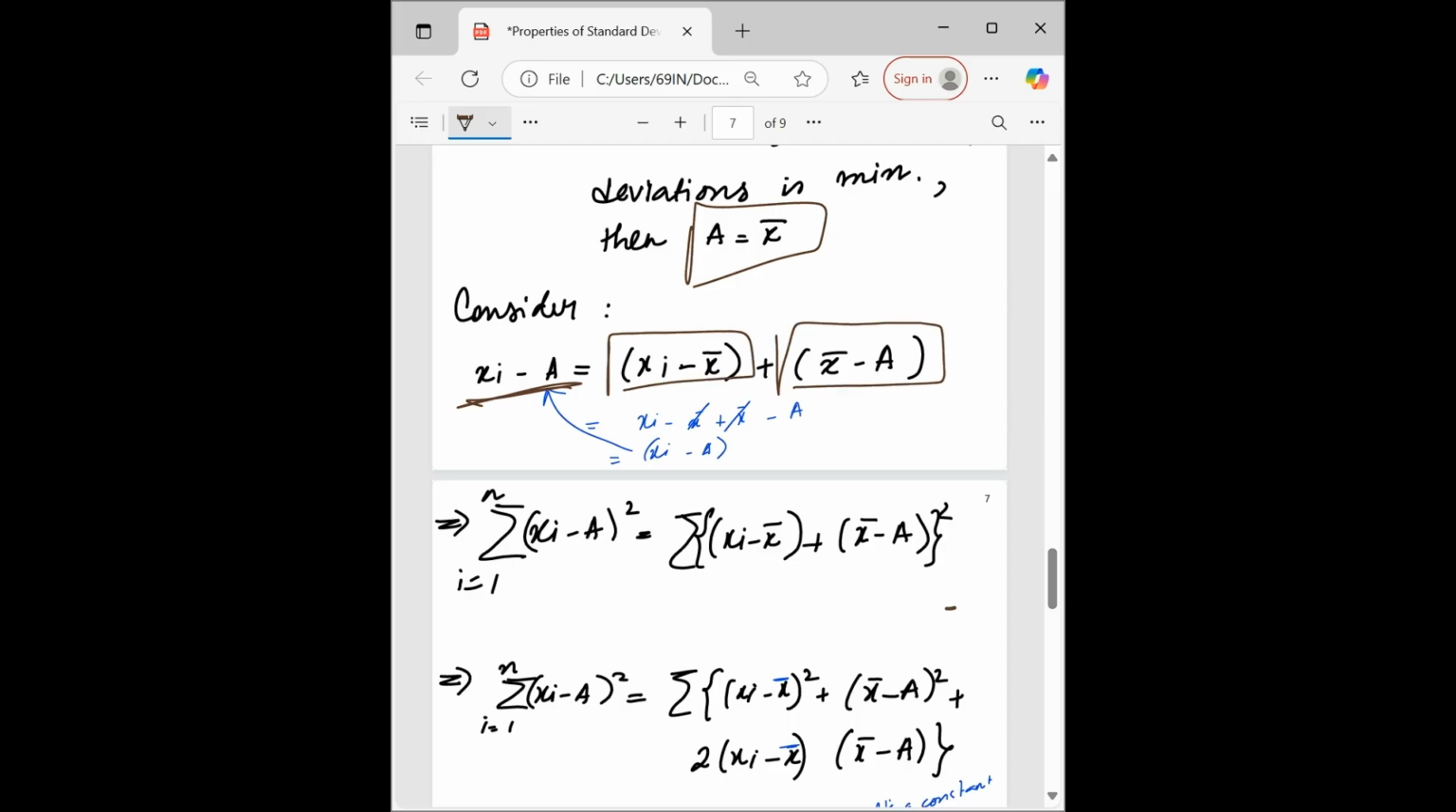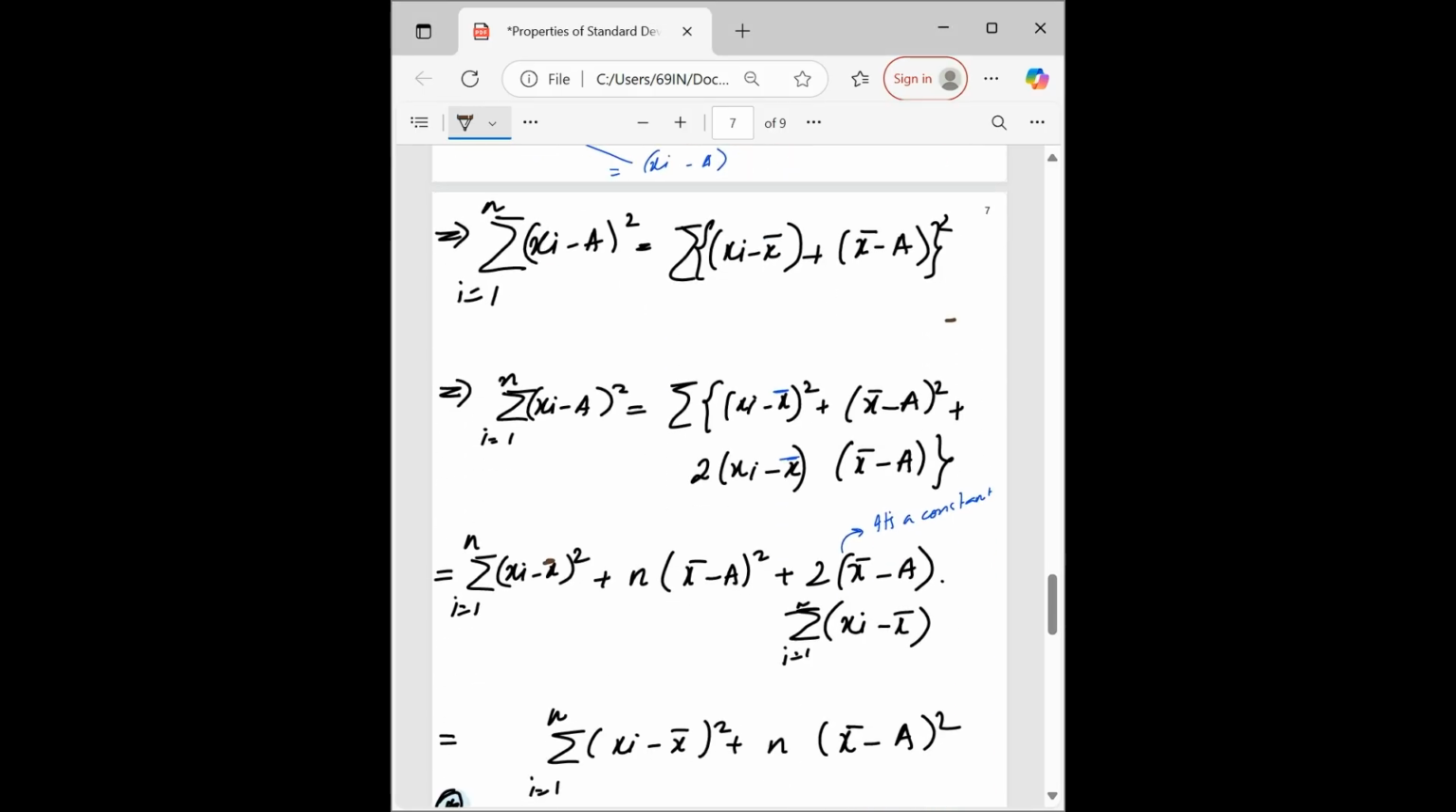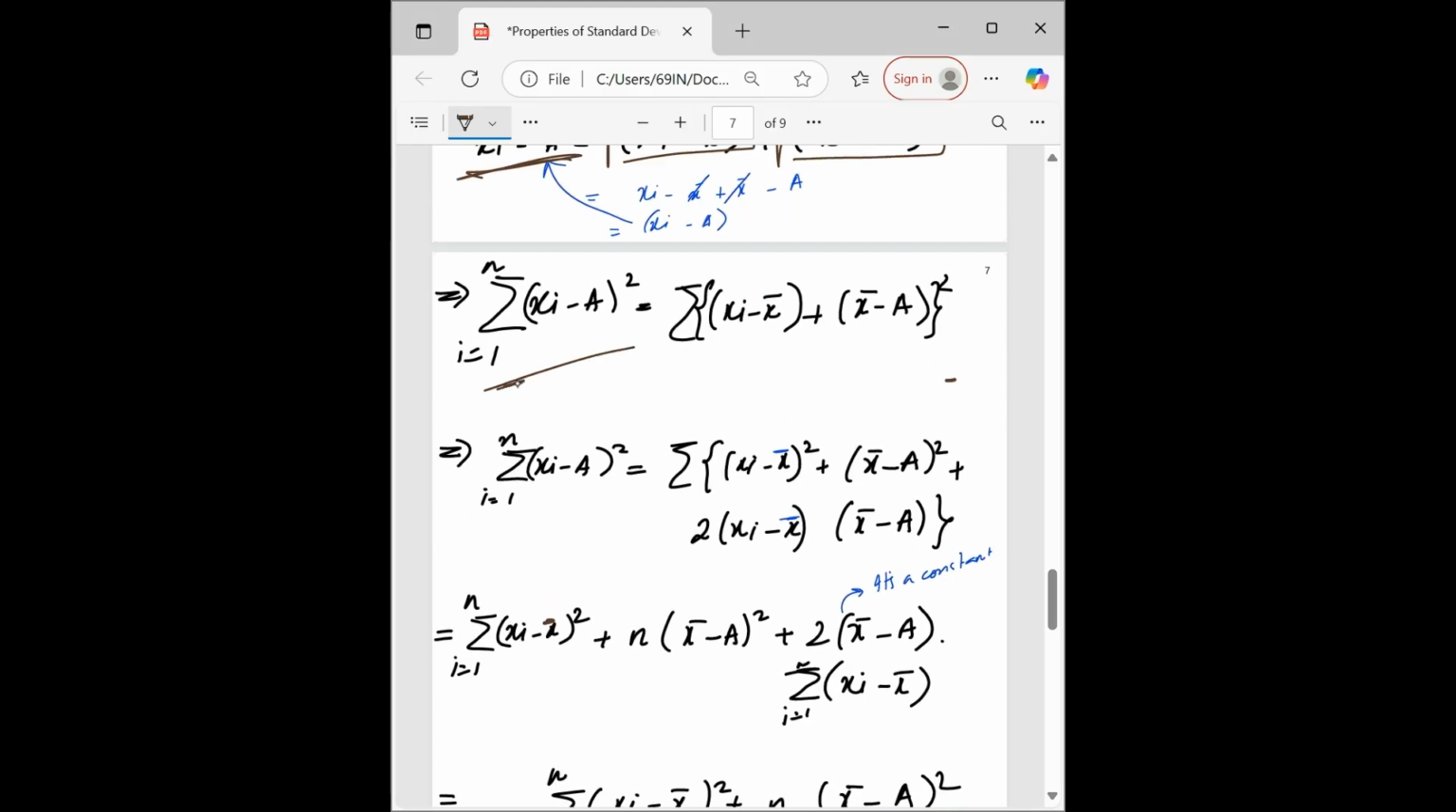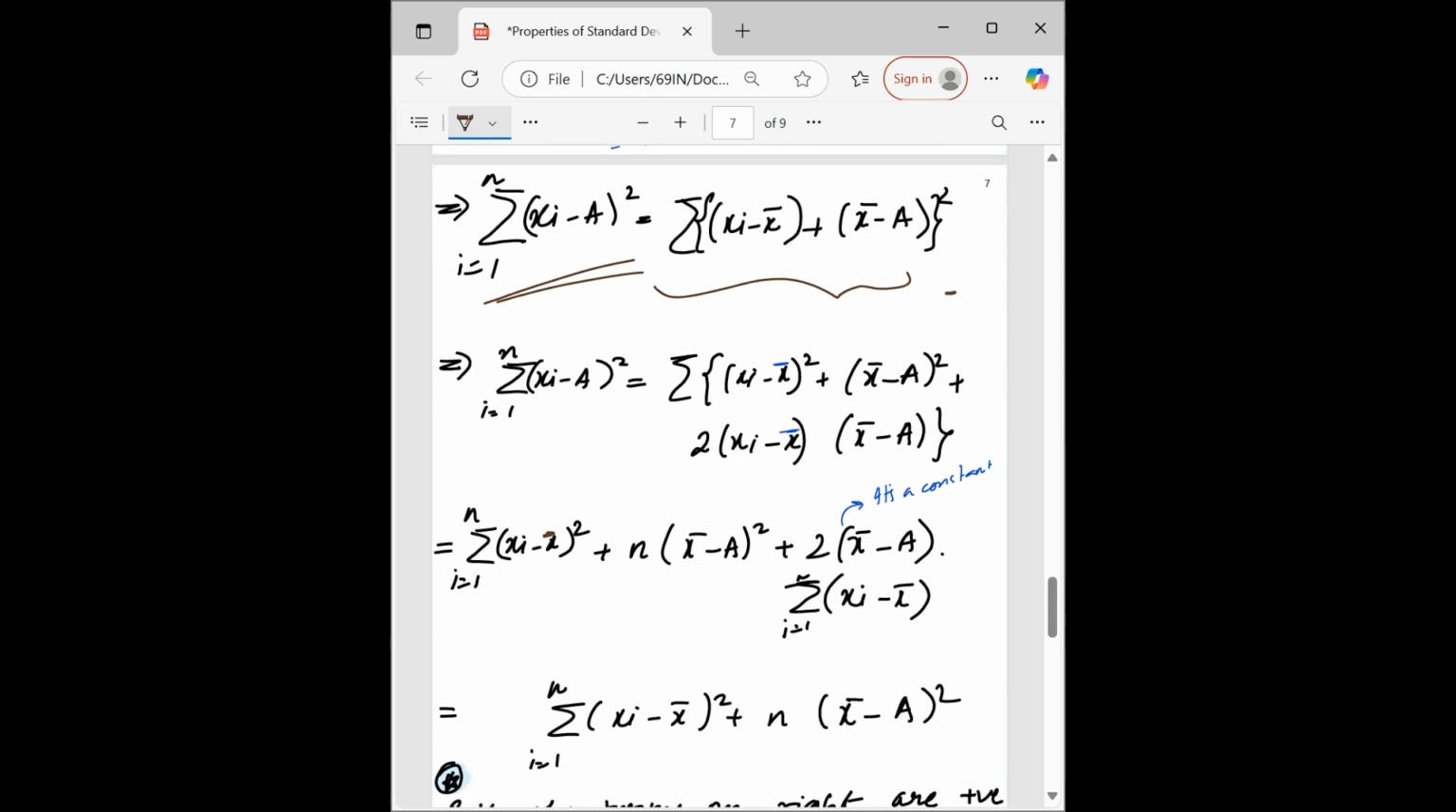We are splitting the total distance into two parts: the distance from the data to the mean, plus the distance from the mean to our point A. Now see, we are taking the summation of (xi minus a) whole square, and we are squaring it. When we square it, we use the formula (a plus b) whole square, which is equal to a square plus b square plus 2ab.